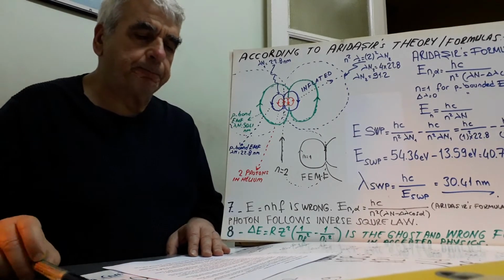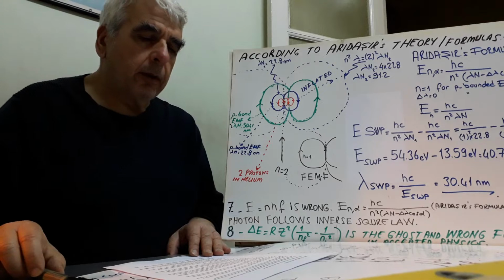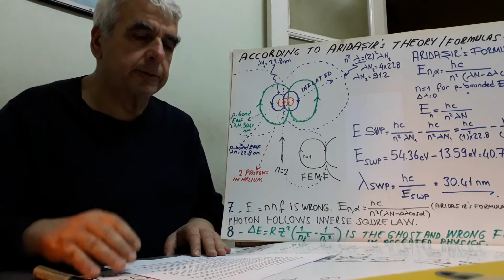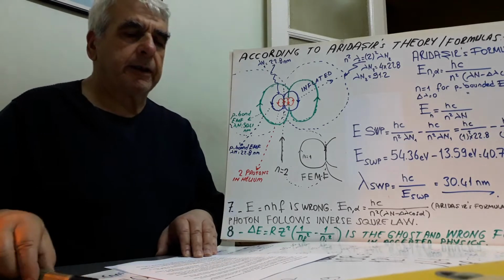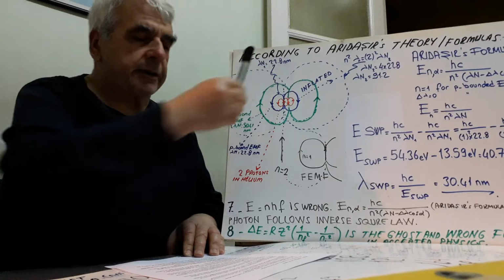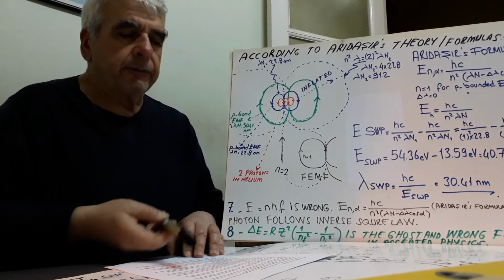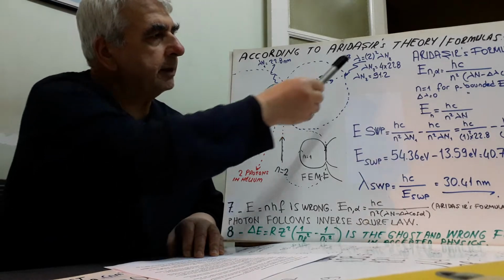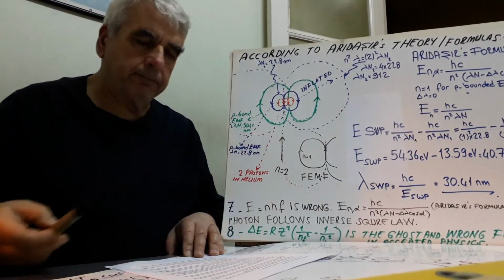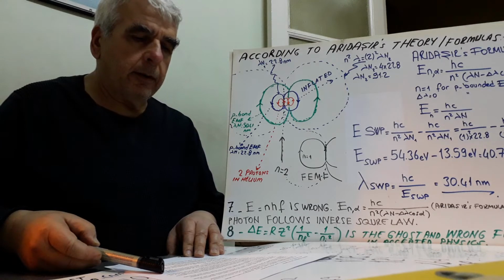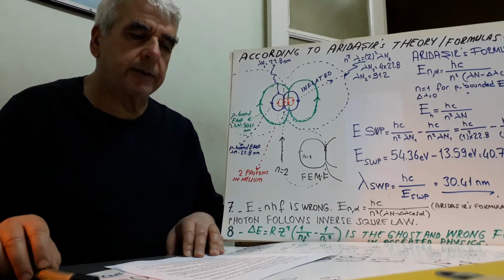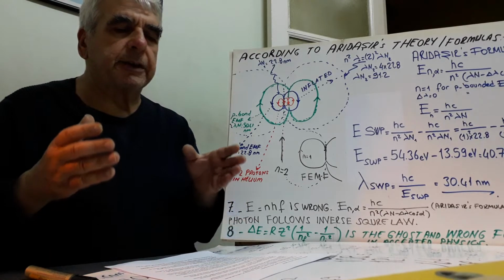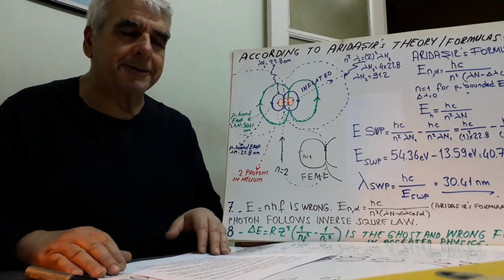How did I find 22.8 nanometer and 50.41 nanometer? Yes, how did I find 22.8 nanometer and 50.41 nanometer?